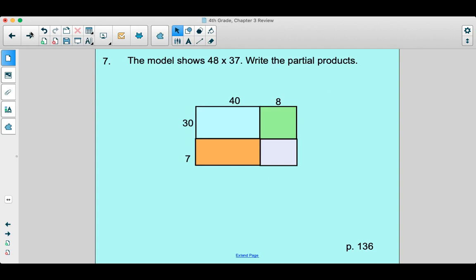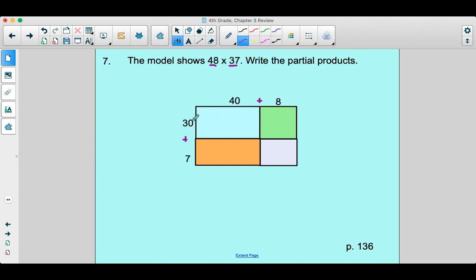Number 7. The model shows 48 times 37. Write the partial products. Okay, so in this case, we've got one of my favorite strategies. We're showing 48 times 37. So 48 was broken up right here into a 40 and an 8. So 40 plus 8 still makes that 48, right? And 37 was broken into a 30 and a 7. And 30 plus 7 makes that 37, right?